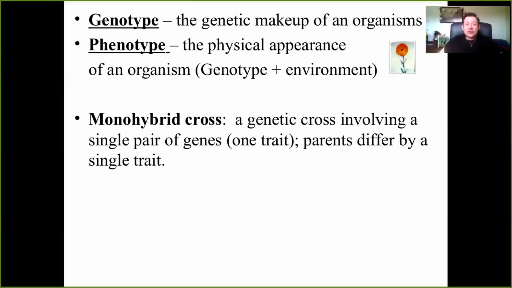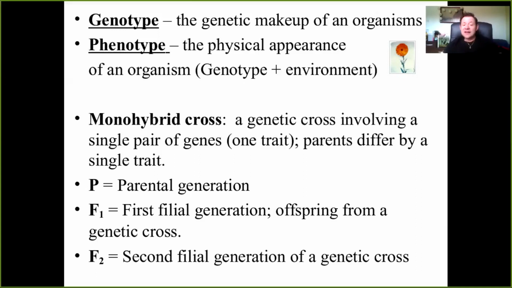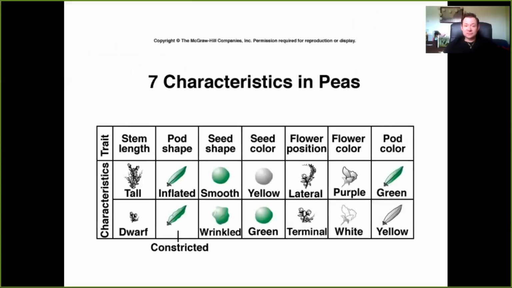A monohybrid cross: a genetic cross involving a single pair of genes, one trait, where the parents differ by a single trait. P equals parental generation. F1, the first filial generation: the offspring from a genetic cross. This will make more sense when I start the Punnett squares. Just try and keep your head around this for a moment. It will become clear. F2: the second filial generation of a genetic cross. So these are the seven characteristics in peas that Mendel looked at, once again just a reminder before we start the crosses.